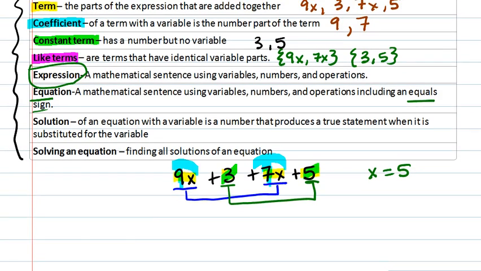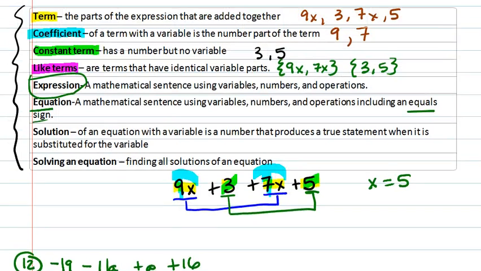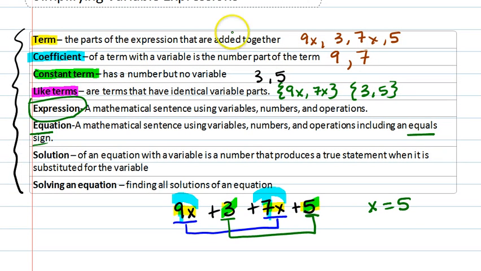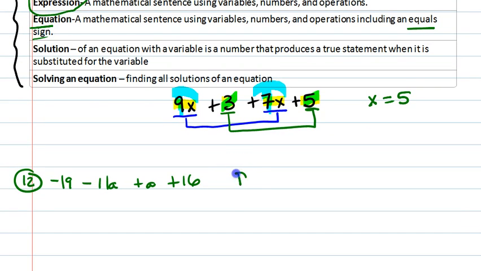So let's apply all this. Let's say I have the following expression. Negative 19 minus 11a plus a plus 16. Now, if you notice up here, it says terms are parts of the expression that are added together. Well, we have a principle that helps us deal with this. We can DPS this expression.